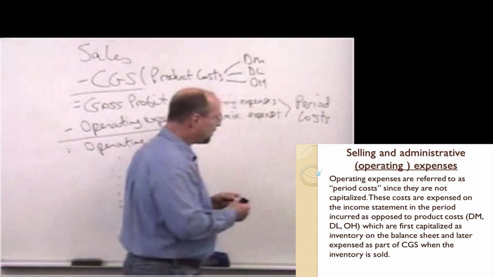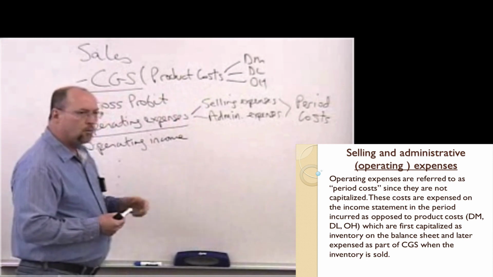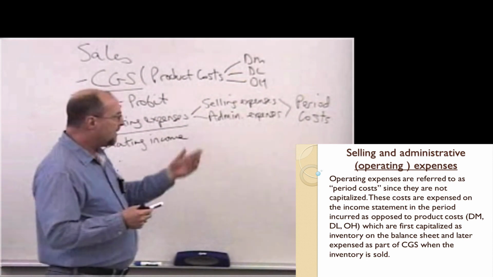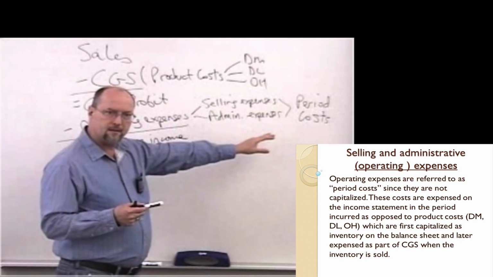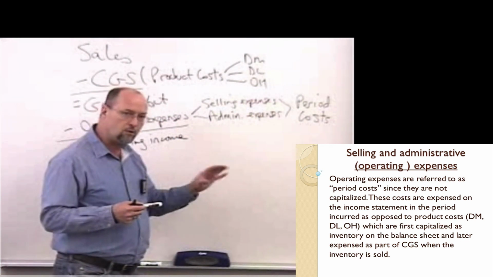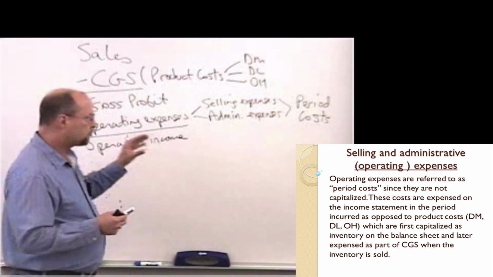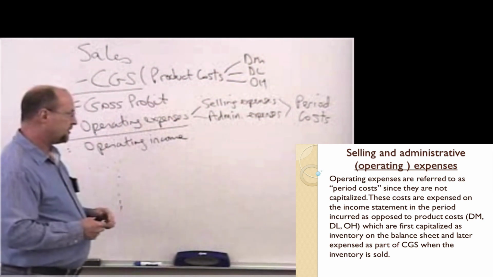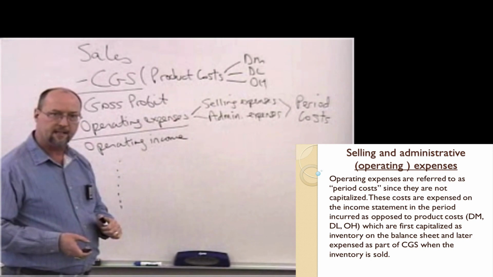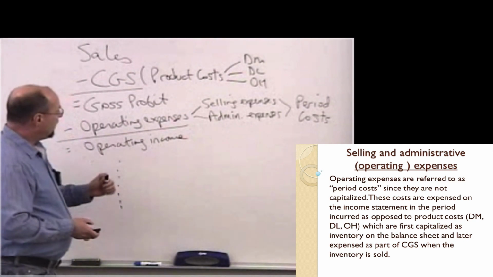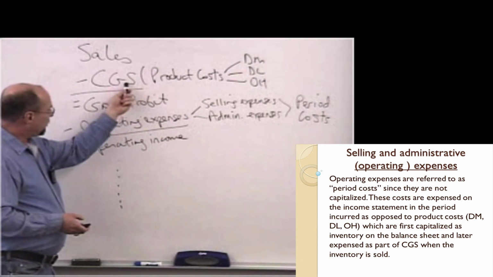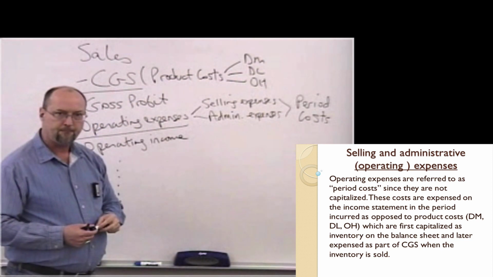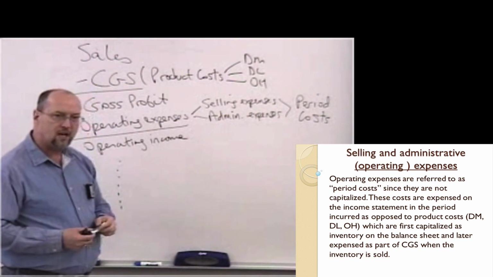And the reason we call them period costs is that when we incur them, whatever time period that we incur them, they go straight to the income statement. They do not get capitalized. They don't go on the balance sheet. They go straight to the income statement where they show up in the operating expense section. So we treat them a little bit differently than our product costs, which do end up on the income statement as part of cost of goods sold when we sell the inventory. Okay, and that is job order costing.